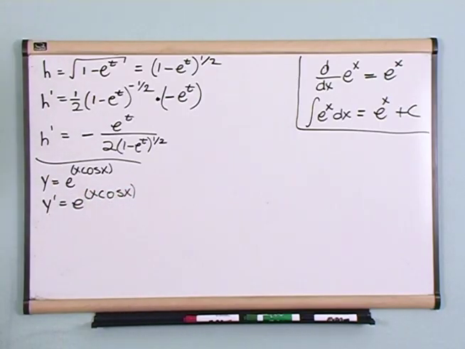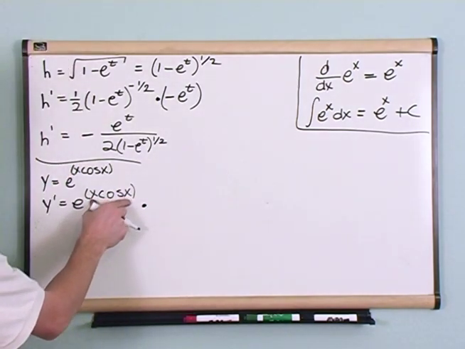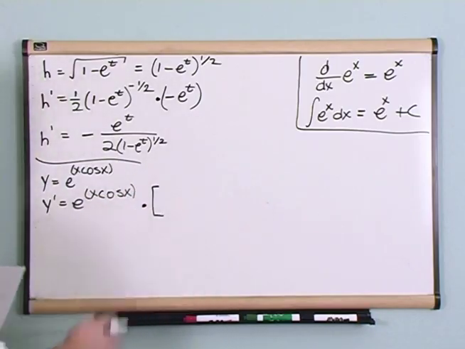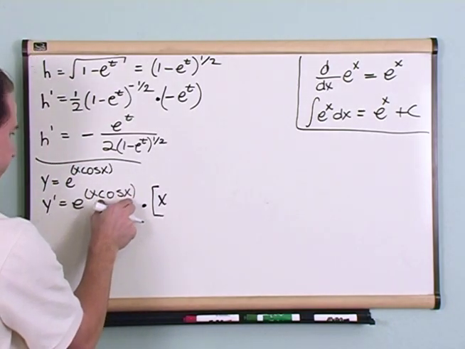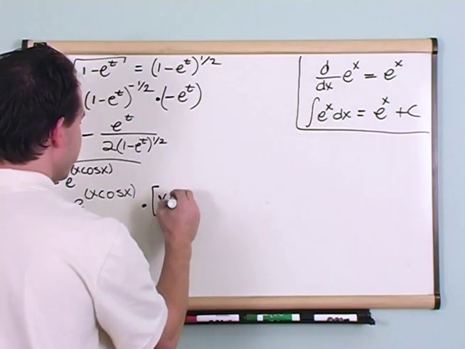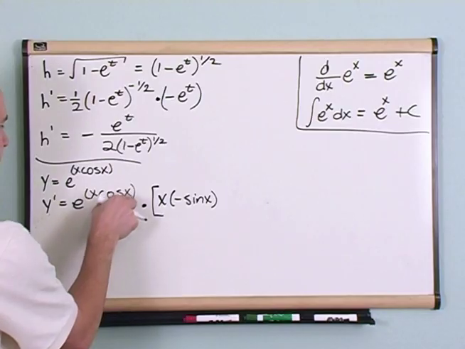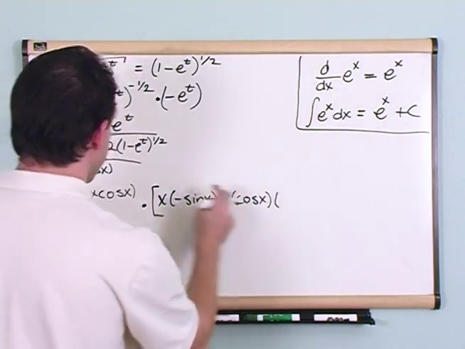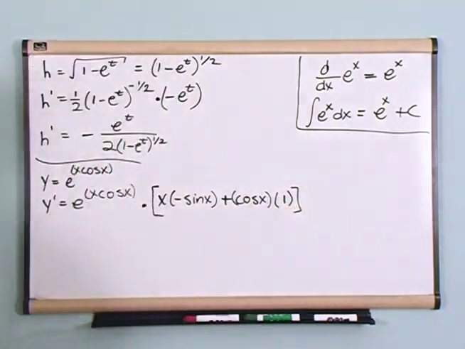Okay, no problem so far. But you can't stop there. You've got to multiply by the derivative of this exponent here, of the inside. It's x times cosine of x. So we're going to have to use that multiplication rule. So it's the first term times the derivative of the second term. Derivative of cosine, if you look back on your chart, is negative sine of x. First times derivative of the second plus the second times the derivative of the first term, which is just 1, like that.